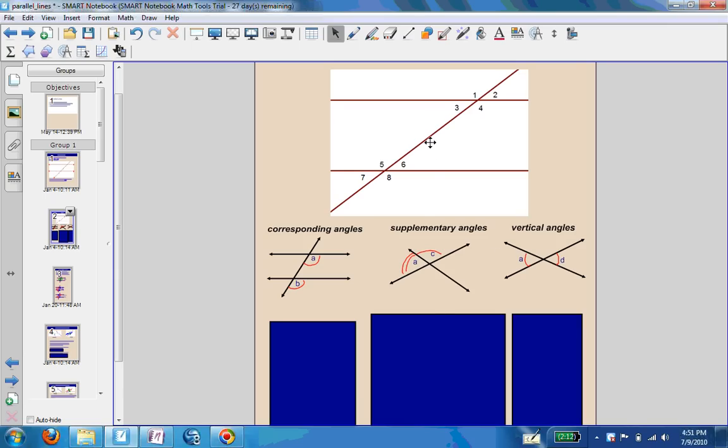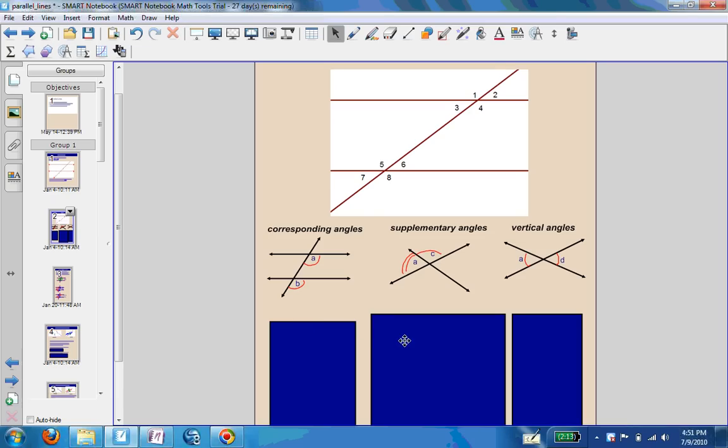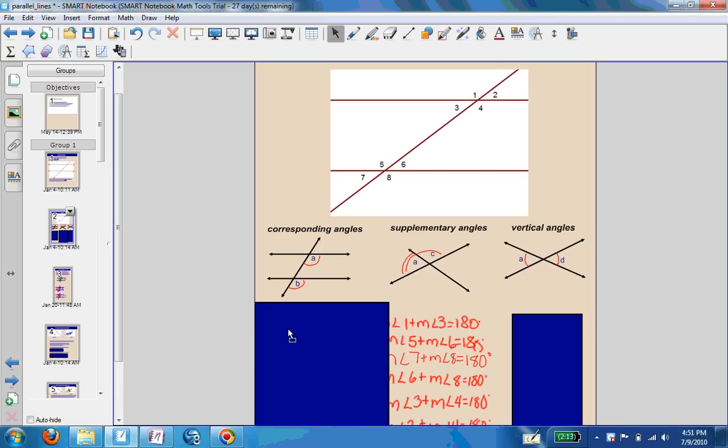So if you look up here, you'll see some of the examples. Angles 1 and 2 are supplementary, 2 and 4, 4 and 3, and 3 and 1. Angles 5 and 6, 6 and 8, 8 and 7, and 7 and 5 are all supplementary. The way I denoted that was by showing that the sum of these pairs of angles would all add up to 180 degrees. So those are the ones I just mentioned.